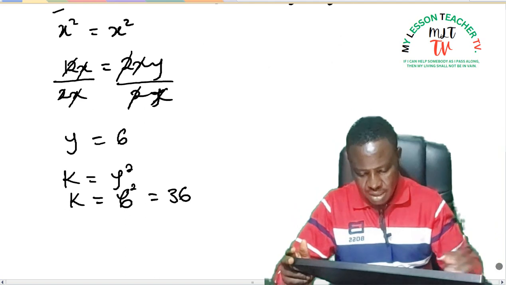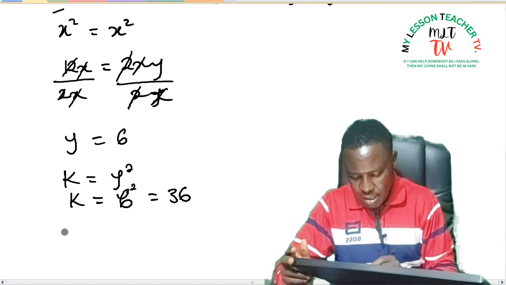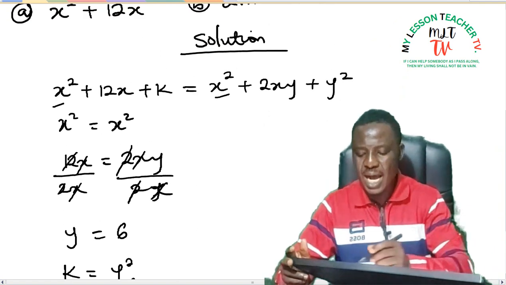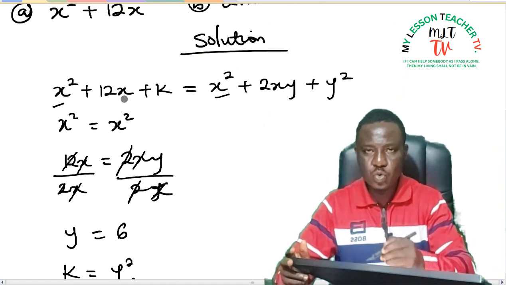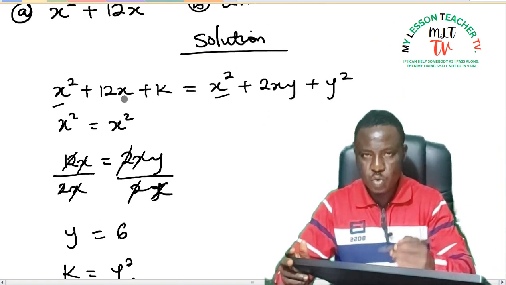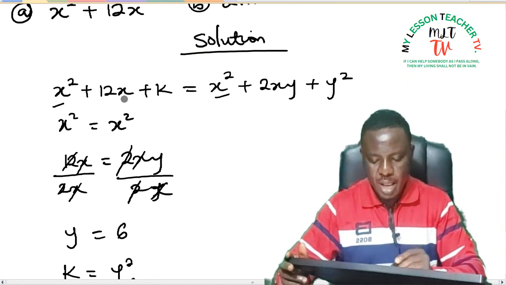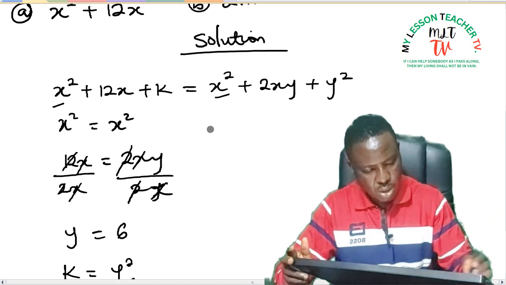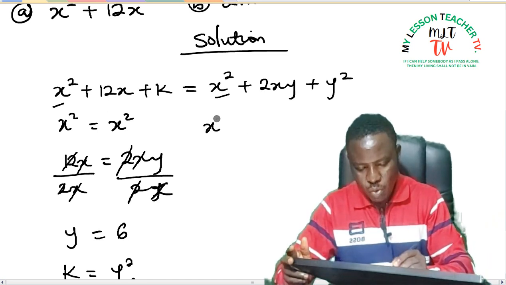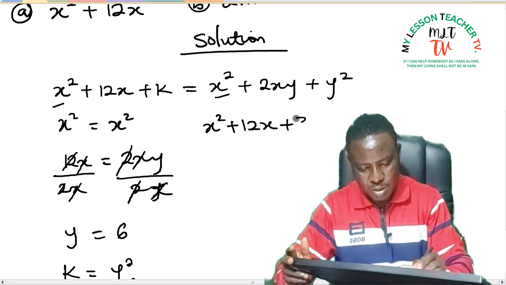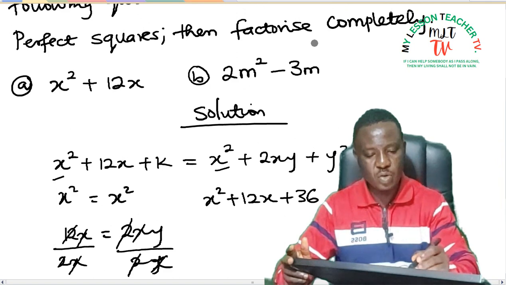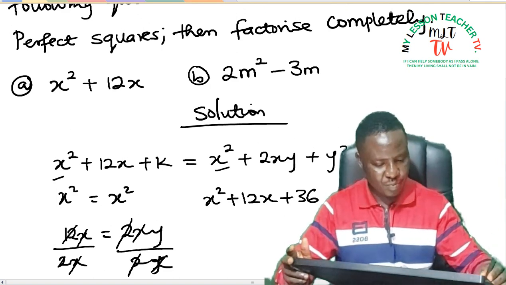So it therefore means that 36 must be added to x squared plus 12x to make it a perfect square. And when you do that, you agree with me that it's a perfect square, because this becomes x squared plus 12x plus 36. And the question says we should then factorize completely.